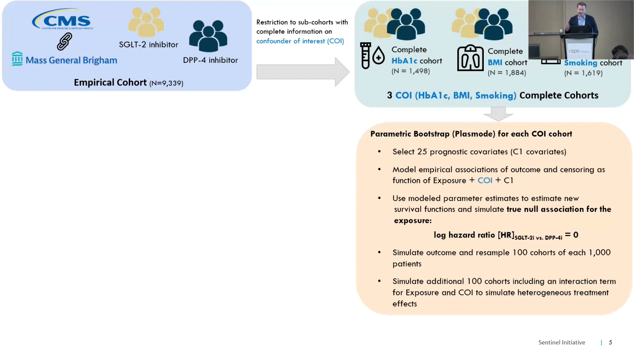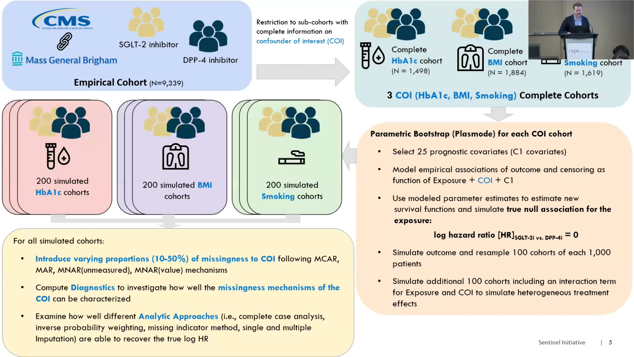And we did all steps all over again by simulating additional 100 cohorts each by including an interaction term between the confounder of interest and the exposure to simulate heterogeneous treatment effects. Now, for all created plasmode simulated cohorts, we additionally created 4 different missingness according to 4 different missingness mechanisms with varying proportions between 10 and 50%.